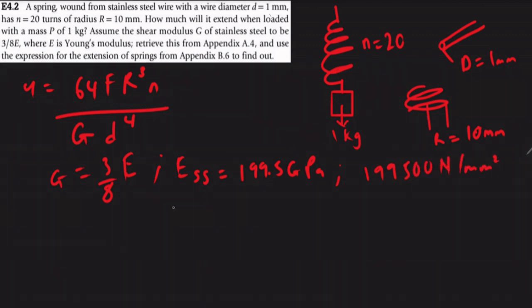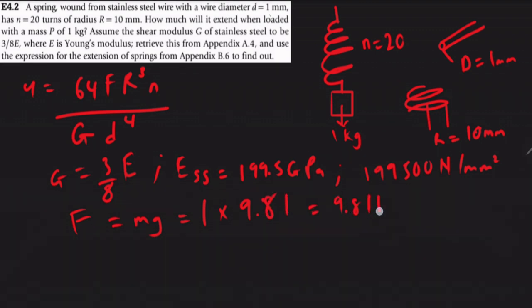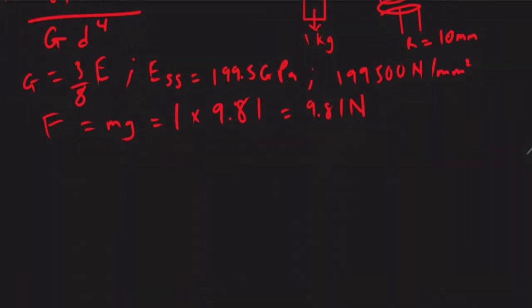So that's our E. So right now we have our formula for E, and we know that the force acting on this material is Mg, which is mass times acceleration due to gravity. So converting this, it will be 1 times 9.81, which is equal to 9.81 newtons. That's the force acting on this body. Right now we just have to calculate G.